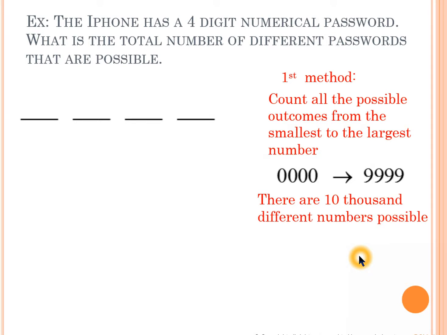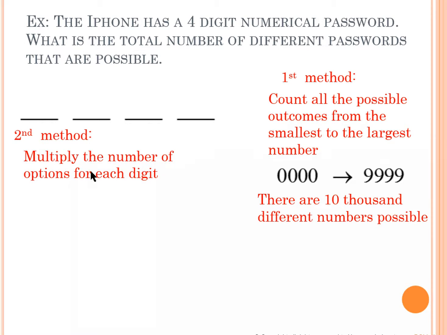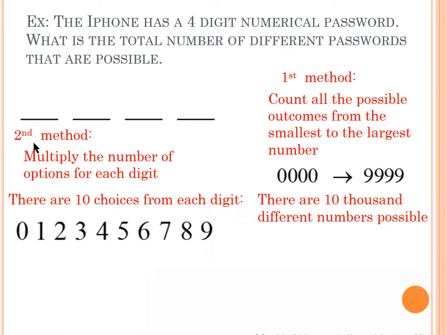Now, the second method uses the fundamental counting principle. We want to multiply the number of options for each digit. So this is how many options you have for part A, part B, part C, and part D. There are 10 choices for each digit. If you look at the first slot, you can have 10 different choices for the first number. It could be 0, 1, 2, 3, all the way up to 9. So you have 10 choices for the first slot.